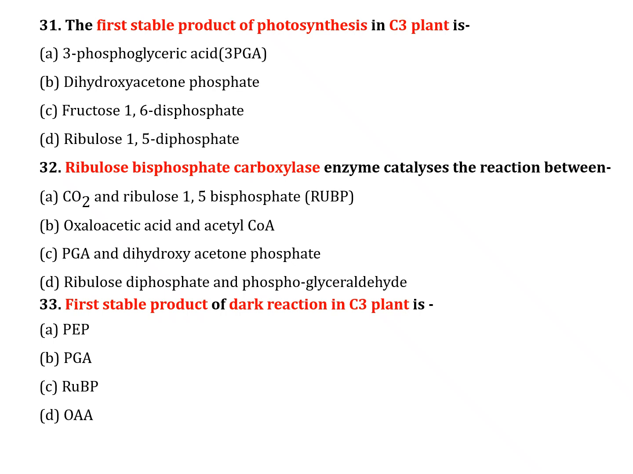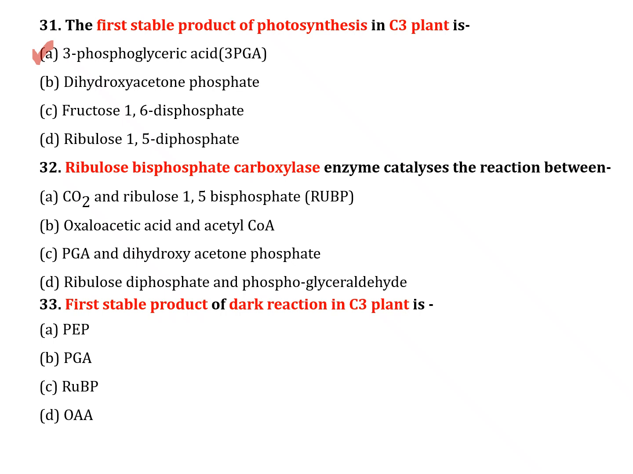The next question, number 31. The first stable product of photosynthesis in C3 plant is option A, 3-phosphoglyceric acid, that is 3-PGA. Option B, dihydroxyacetone phosphate. Option C, fructose 1,6 diphosphate. Option D, ribulose 1,5 diphosphate. Correct answer is option A, 3-phosphoglyceric acid, that is 3-PGA. This is most important MCQ.